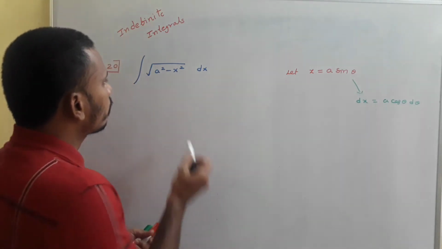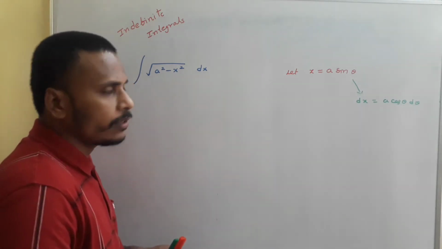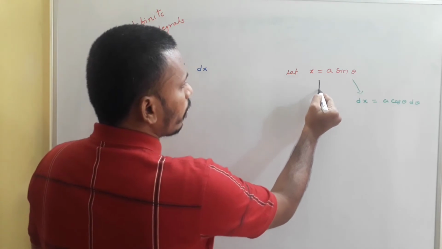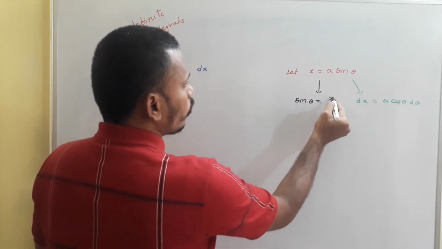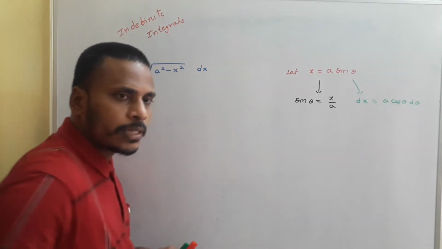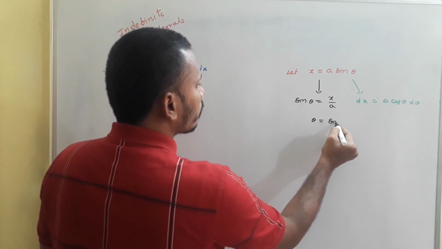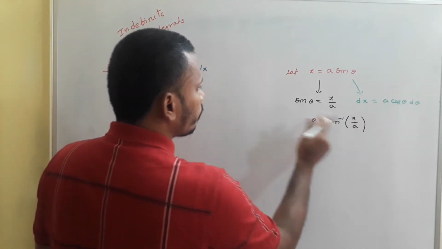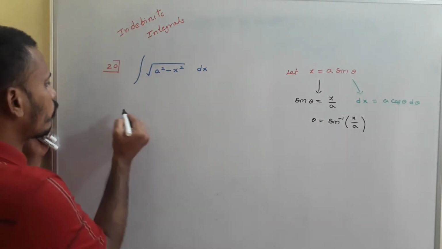And the next thing, we need this root of a square minus x square. Okay, and then I will substitute here. And one more thing, as per the requirement, I will use this. What is sin theta? Sin theta is equal to x by a. And since sin theta is equal to x by a, what can you say about theta? Theta is equal to sin inverse of x by a.